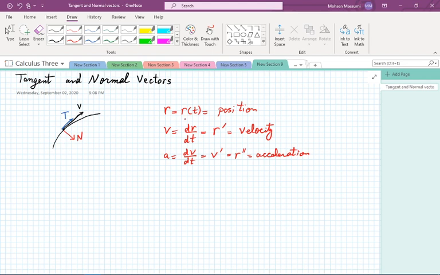Let's pick a specific example, see what we are looking for. So suppose I have r in space, t squared, t cubed.